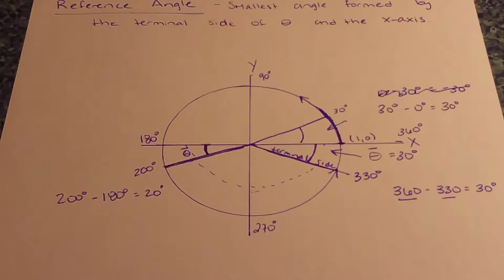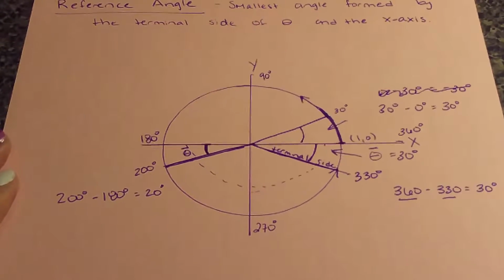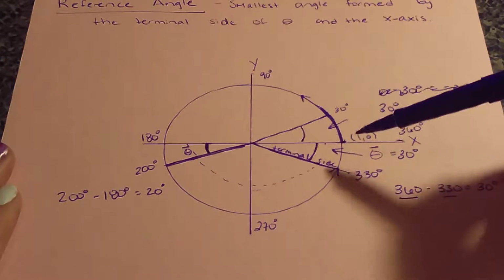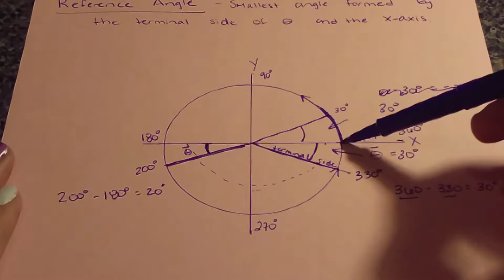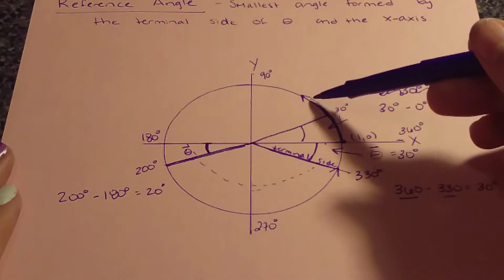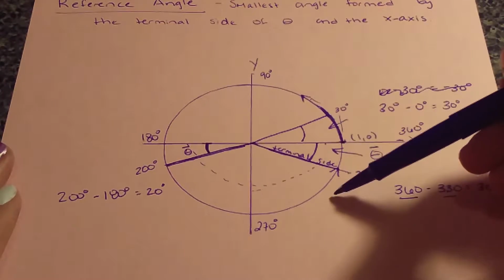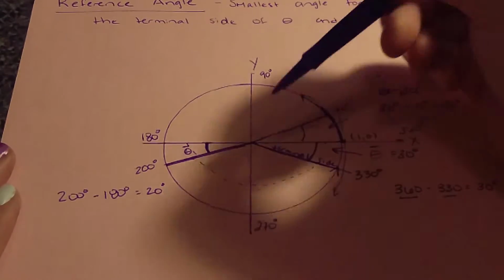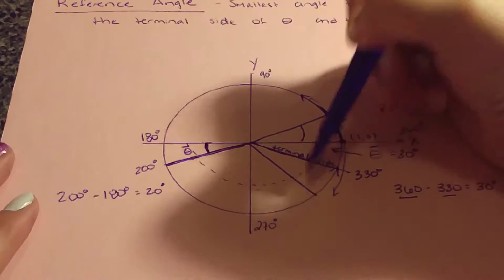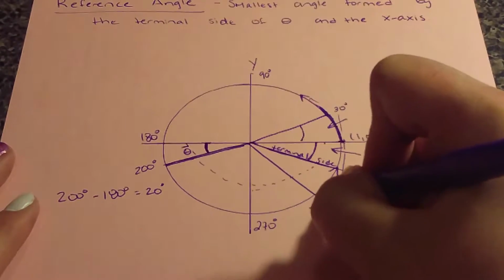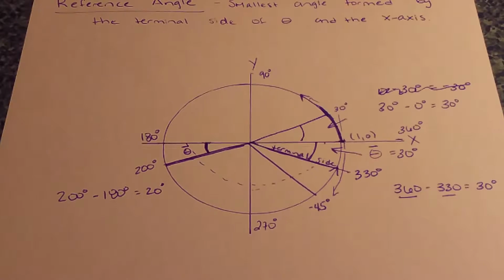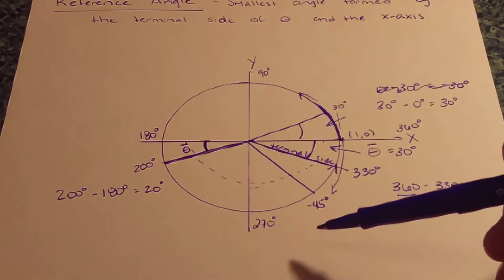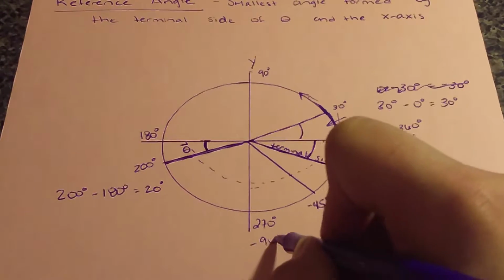So now I want to try one that is negative. Let's try negative 45 degrees. When you have a negative angle, you're going to measure again from 0 every single time, but this time instead of going up and around counterclockwise, I'm going to go down and around clockwise. So I'm going to measure this direction 45 degrees. When you're using negative angles, you have to start thinking of everything on your unit circle as negative. So this is also negative 90 degrees.